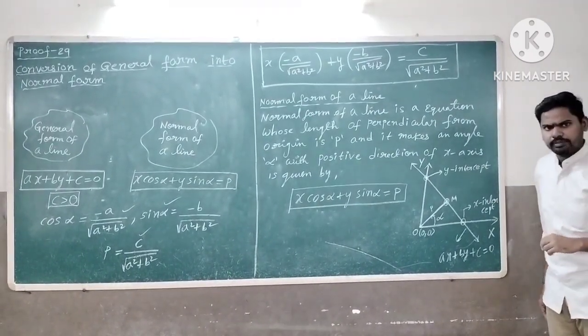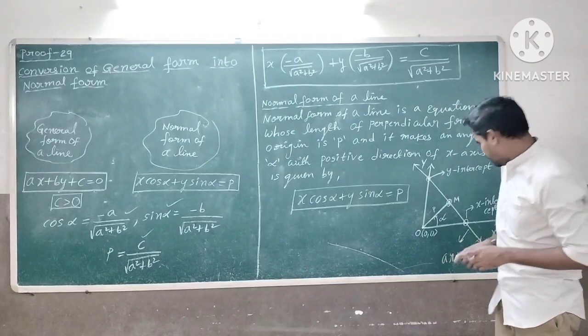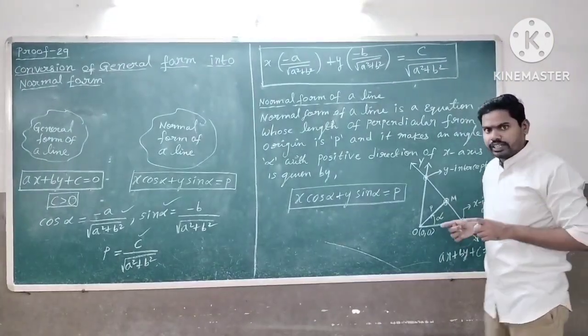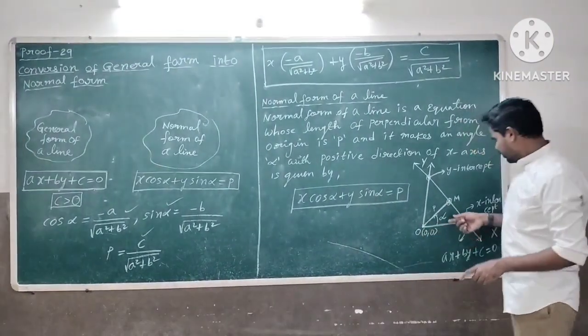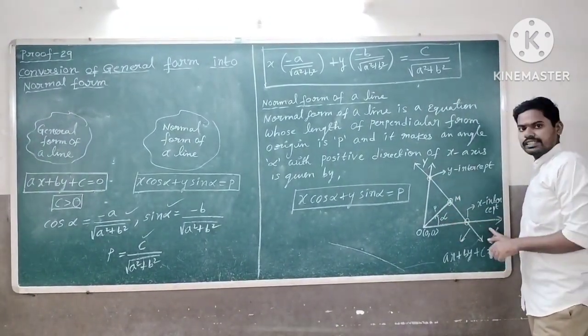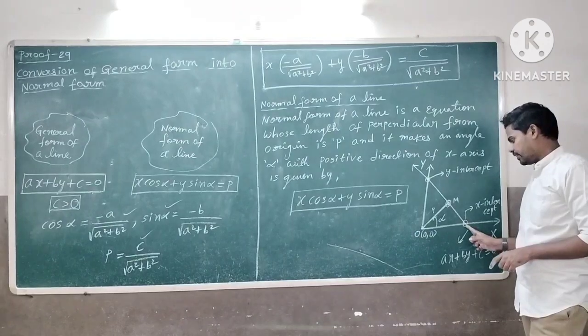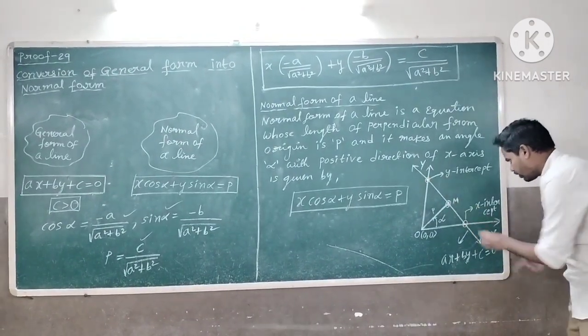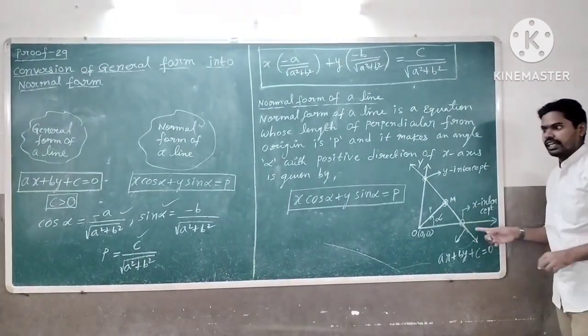So what is x-intercept and what is y-intercept? What is x-intercept? X-intercept is a point where the line crosses or cuts the x-axis.